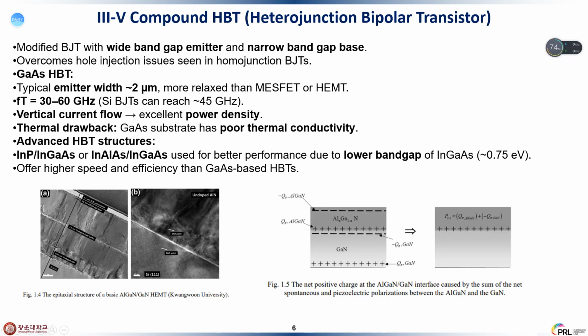The next one is the III-V heterojunction bipolar transistor, HBT. We can see that GaAs HBTs have high power density due to the vertical current flow, but they also suffer from GaAs's poor thermal conductivity. An advanced version of this material uses InP or InAlAs. Sorry, the name of this material is a little difficult to say. This provides even better performance, and is used in very high speed digital and analog circuits.